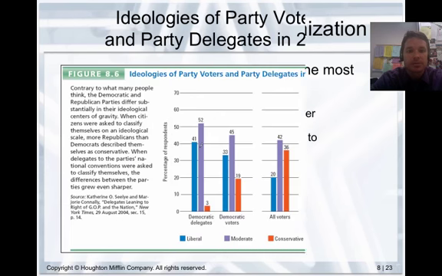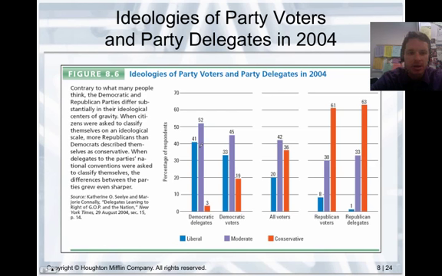How well they link voters to government, and so on. I think we're getting near the end.